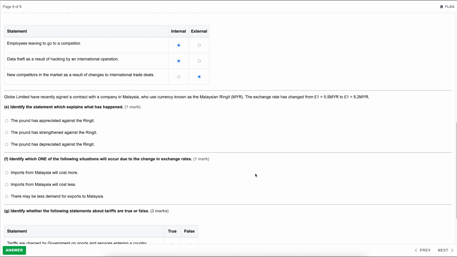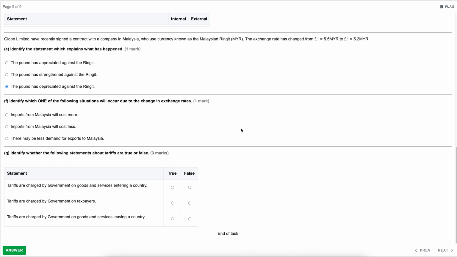So part E, identify the statement which explains what has happened. Okay, so I've accidentally just done that before we've even got onto the question. So let's have a look at these. I think we should know this from what I've just said. So we've either got the pound has appreciated against the ringgit. We know that that's not true. It's gone down. The pound has strengthened against the ringgit. Again, it's gone down. So it would therefore be that the pound has depreciated against the ringgit. It has gone down in value. So we now get less per pound than what we used to.